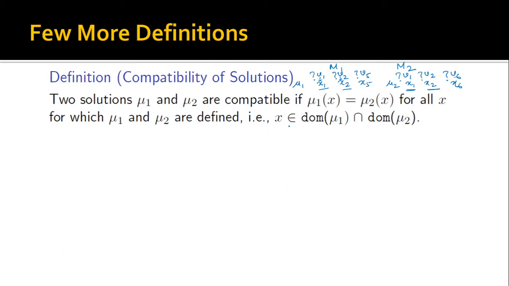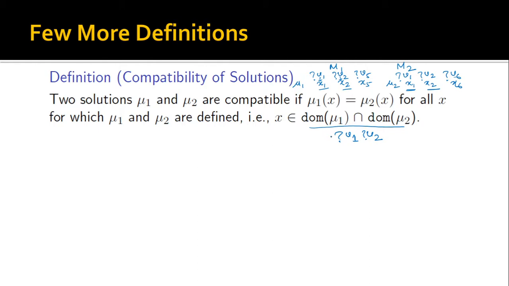So we'll define the intersection of the domain of mu1 and mu2. In this case, what would be the intersection of the domain of mu1 and mu2? It will be v1 and v2, right? So this will be the result of the intersection of the domain of mu1 and the domain of mu2. Domain of mu1 would be v1, v2, v5, and domain of mu2 would be v1, v2, v6. And if you take the intersection, you will have v1 and v2.